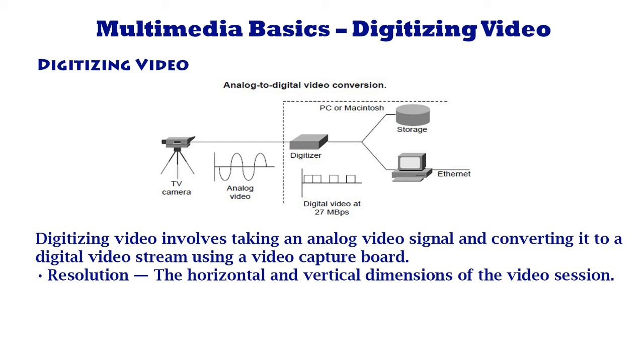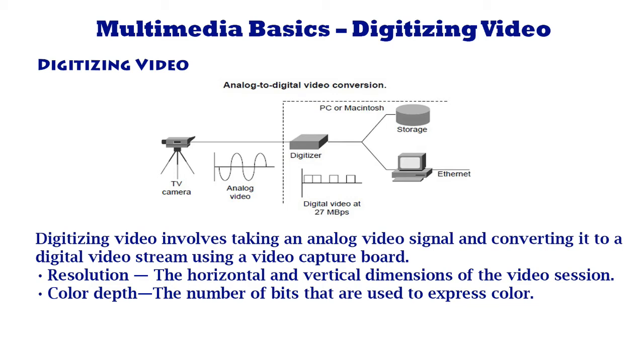Of the 525 vertical scan lines in the NTSC standard, 483 lines are used to display video. The other lines are used for signaling and are referred to as the vertical blanking interval. Because the NTSC standard uses 483 vertical lines, capturing at 640 by 480 means that 3 lines are dropped during the digitization process.